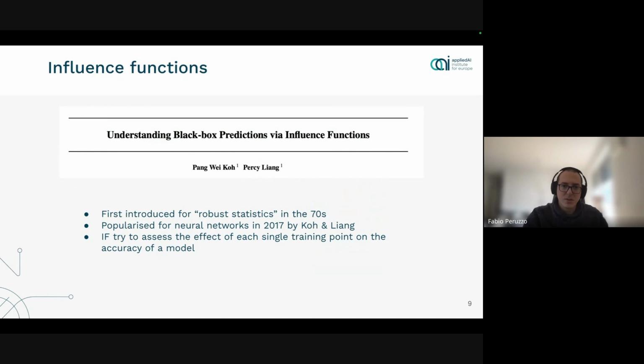Influence functions have a long history. They were introduced in the context of robust statistics in the 70s. And then more recently, 7 years ago, they were popularized by a paper by Koh and Liang in the context of machine learning. Influence functions focus on assessing the effect of each training point on the accuracy of a model.